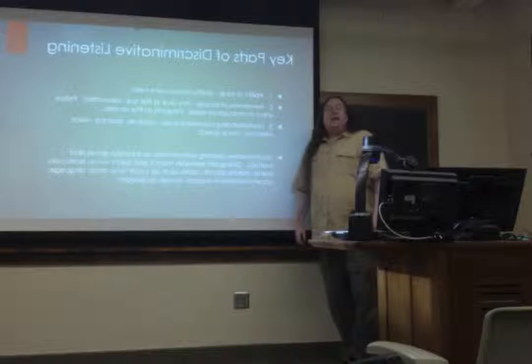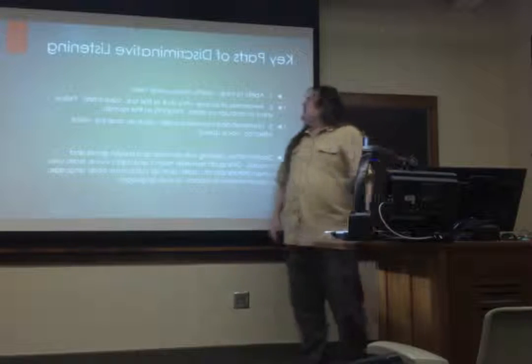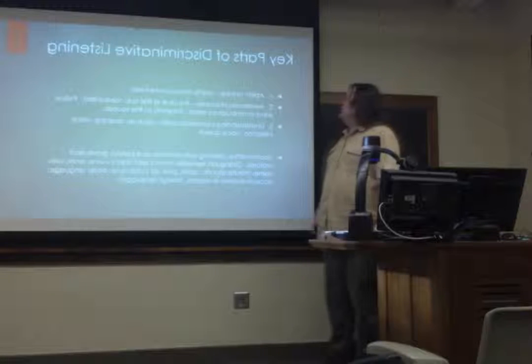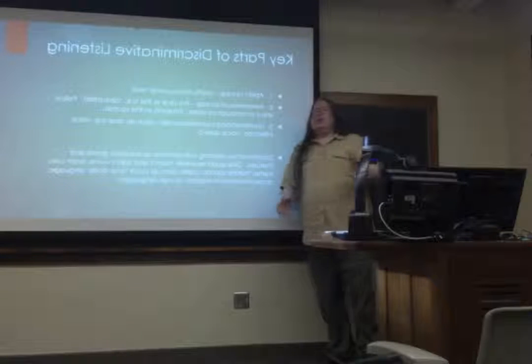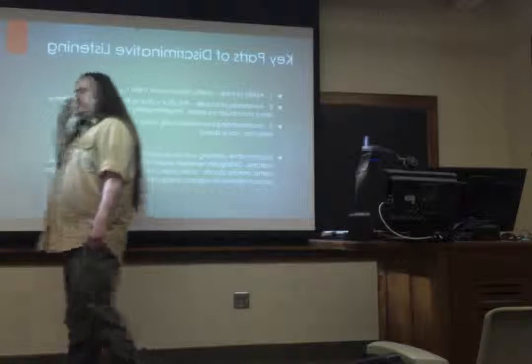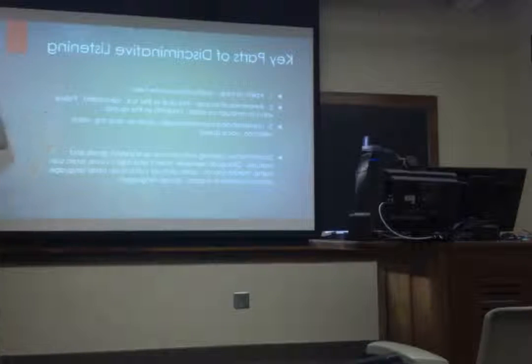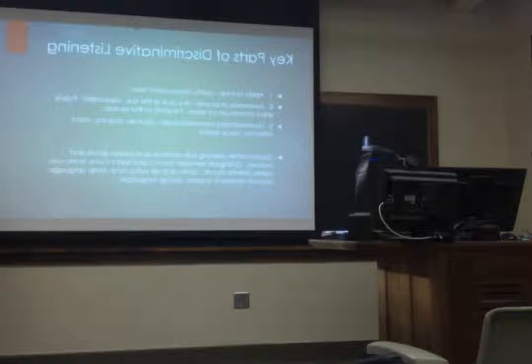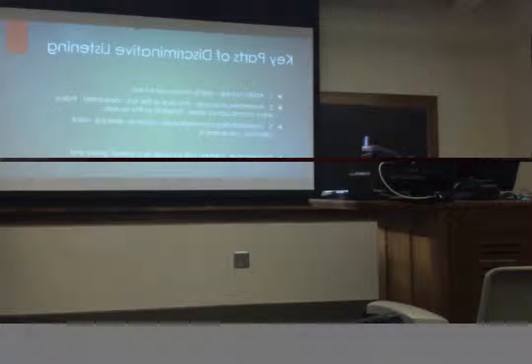So now that I have told you about the importance of discriminative listening, how exactly do we do it? What are the important parts of discriminative listening? Well, there are three. First one, the ability to hear. I mean, that one's pretty obvious. If you're not able to hear, if you have some kind of hearing impairment, you can't discriminate between the actual sounds that are being produced. You have to be aware of the sounds.